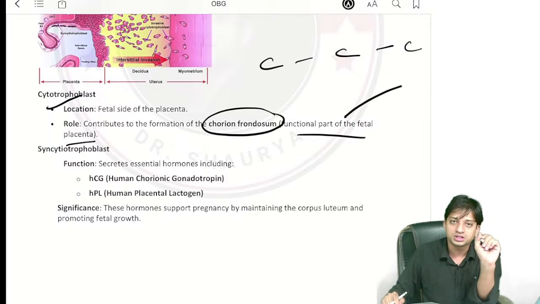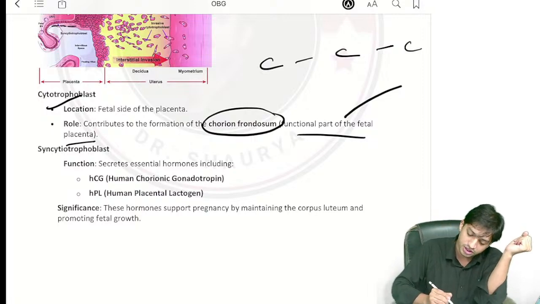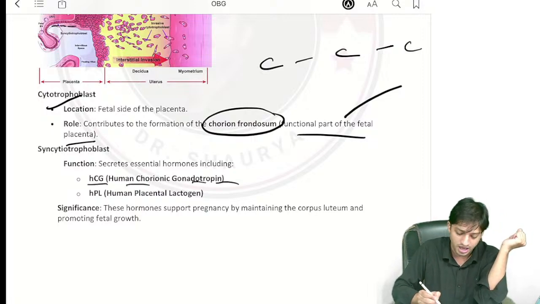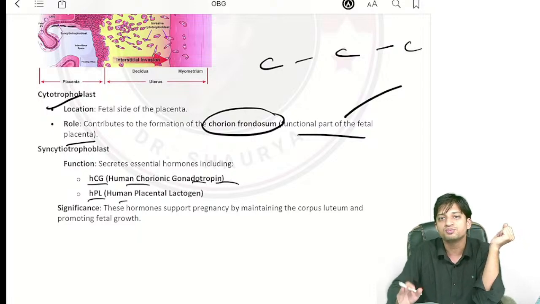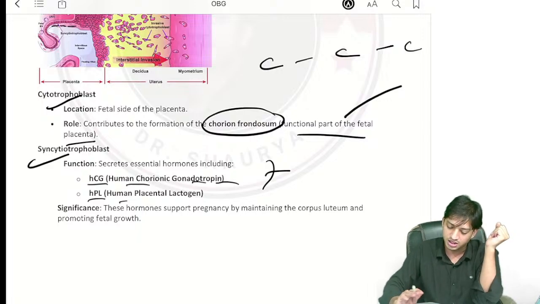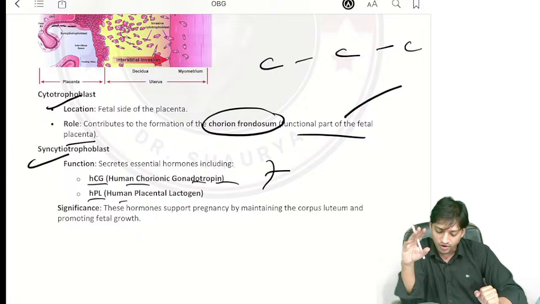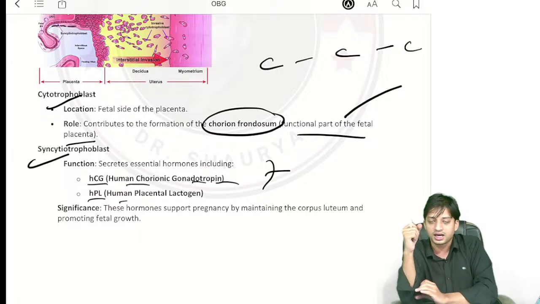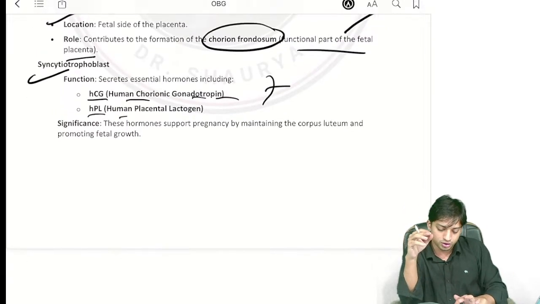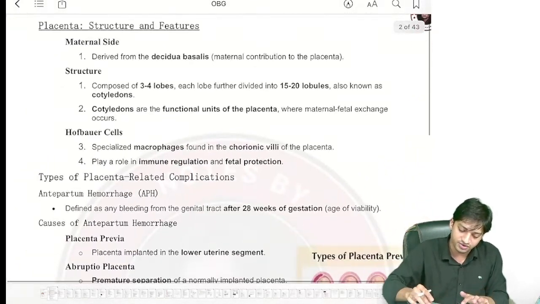Now coming to the syncytiotrophoblast function, very important. They have asked you: it is responsible for secreting HCG hormone and HPL, human placental lactogen. These two are asked very commonly. And what is the role of HCG? They have asked you: maintaining the corpus luteum and promoting fetal growth. All the important points they have asked, we are discussing here.